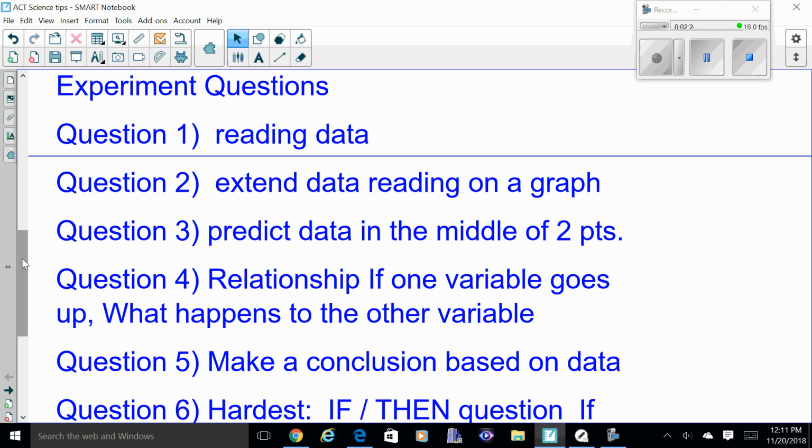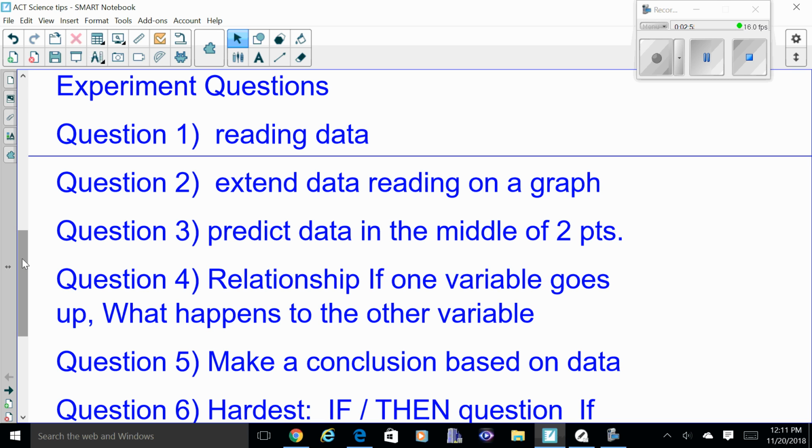But in the 5th and 6th questions, that's where it becomes different in the experimental design, because at the end of an experiment, you have to make a conclusion based on data. So the 5th and 6th questions are always going to be the toughest ones. The 6th question is always the hardest because it's what we call an if-then question. So they're going to say, if this happens, then what would be the outcome? Okay, so if I change this data, then what would the conclusion be?